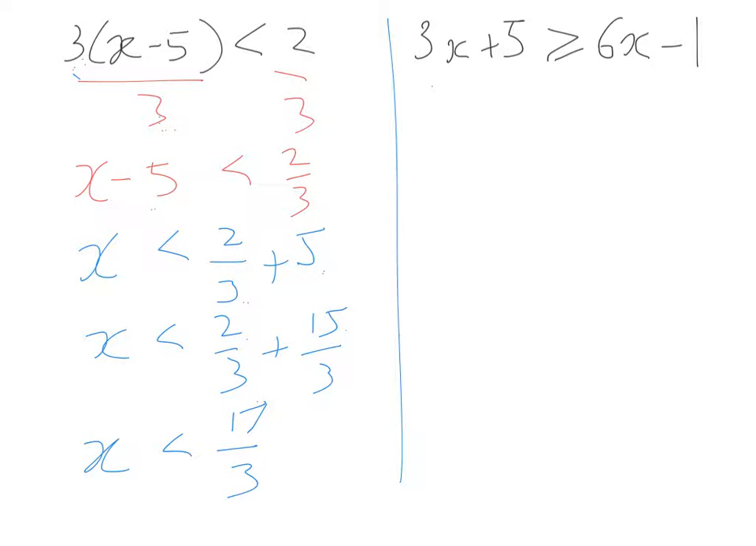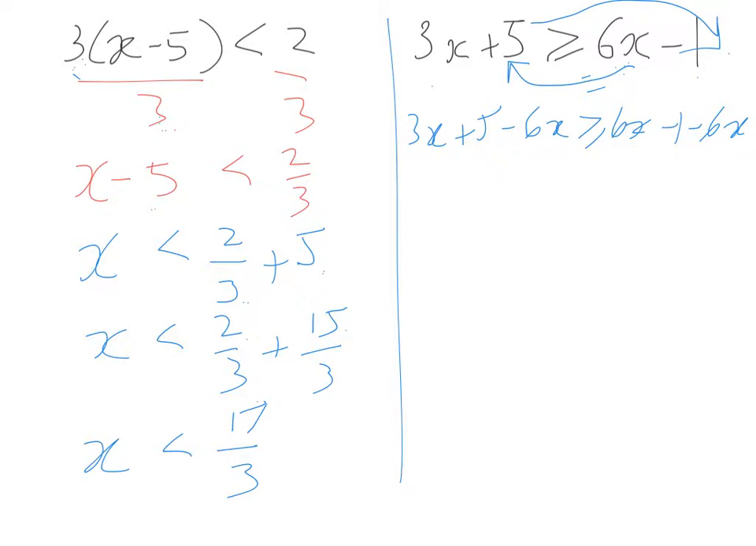It's just like with equations. What we do, we take all of our x's, or all the pronumerals we're solving for, move them over to the left, and all the numbers, we move them over to the right. So we're going to subtract 6x from both sides. So this will be 3x plus 5 minus 6x is greater than or equal to 6x minus 1 minus 6x. So then these two will eliminate each other, and 3x minus 6x gives us negative 3x plus 5 is greater than or equal to negative 1.